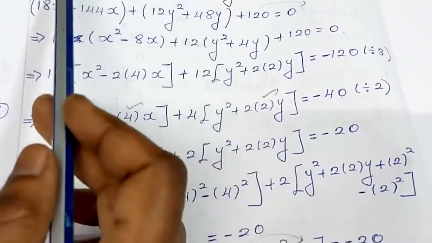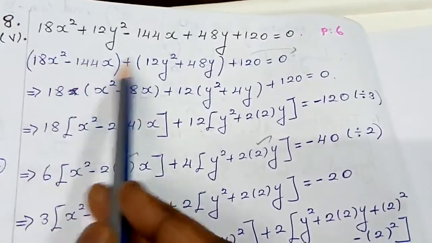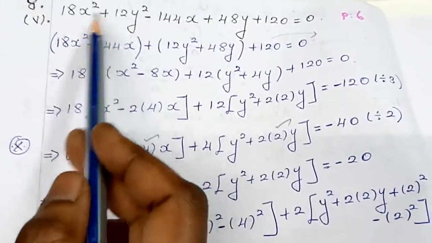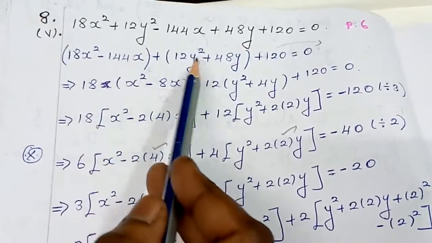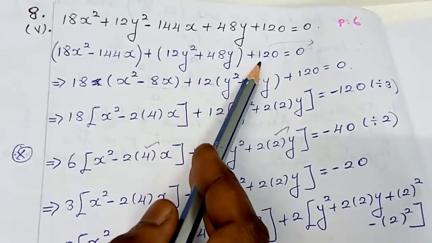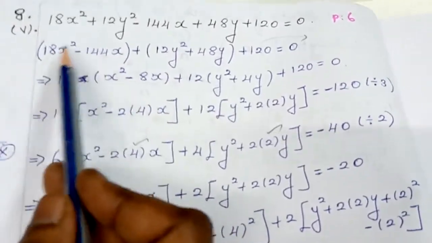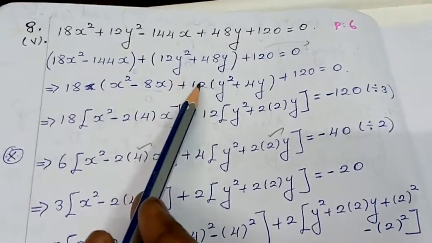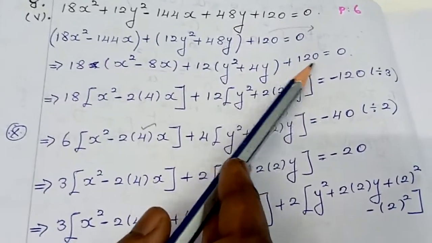How we are going to simplify is, I am just pairing the x terms and y terms, then constant separately. So in this case 18x square minus 144x, I am just putting it in the bracket, and y terms I am putting it in the bracket. Constant I am writing it separately, students. After doing this work, I am just taking the number alone out. 18 into x square minus 8x plus 12 into y square plus 4y plus 120 equal to 0.